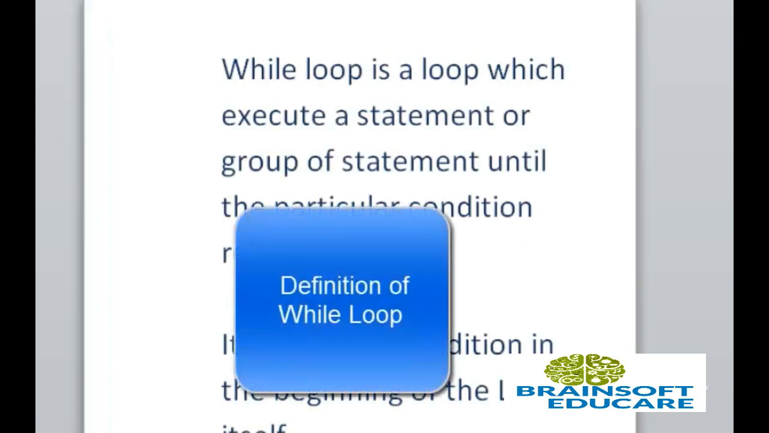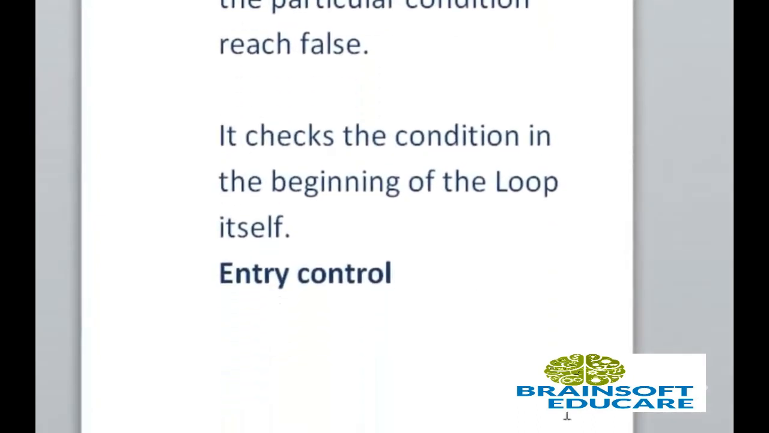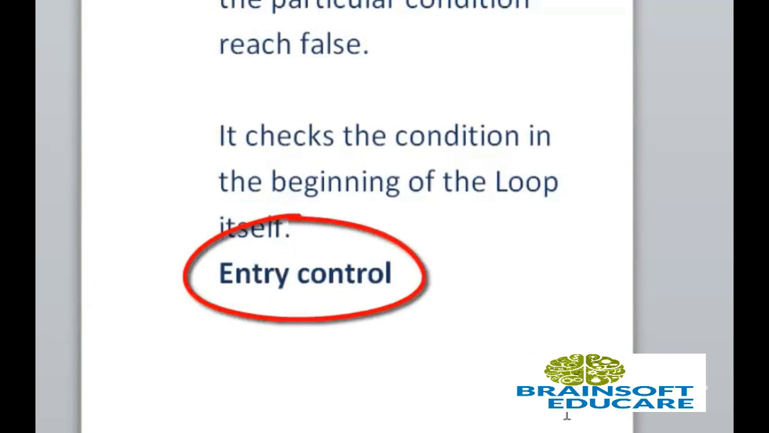While loop is a loop which executes a statement or group of statements until the particular condition reaches false. It checks the condition in the beginning of the loop itself. So we can call the while loop an entry control loop.